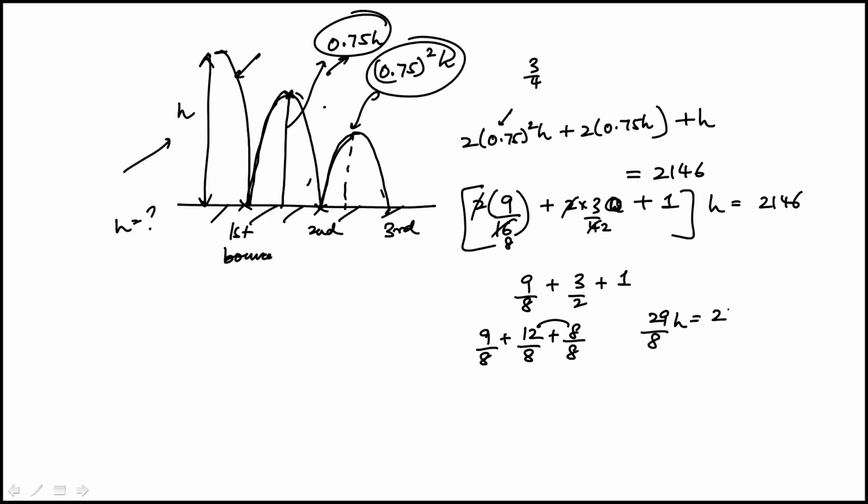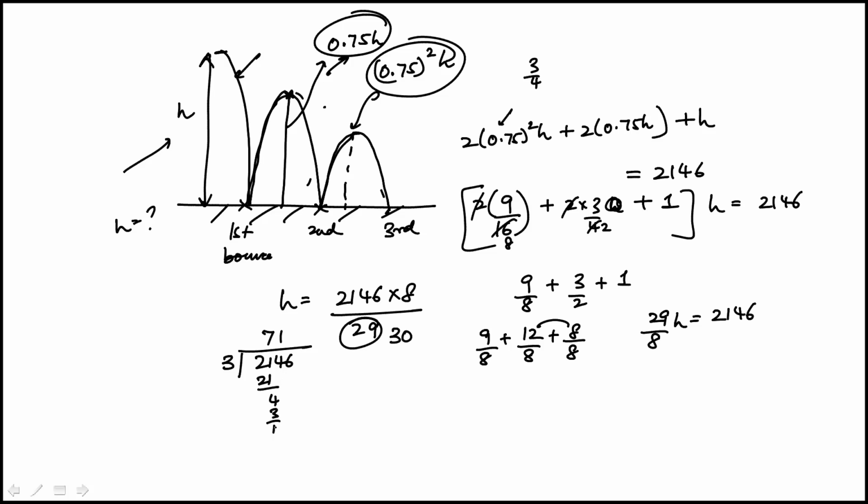So 29/8 h. That's 2146, times 8/29. Maybe this is divisible by 29. I'm not sure, but let me approximate it as 30. I'm just trying to be lazy here. 2146 divided by 3: 3 times 7 is 21, 3 times 1 is 3. So 715 times 8/10.